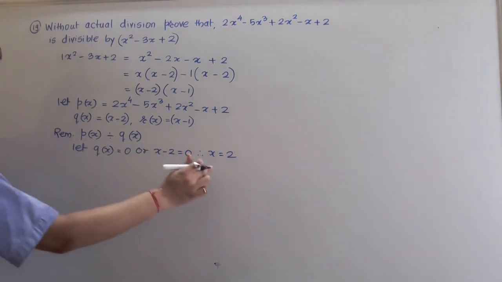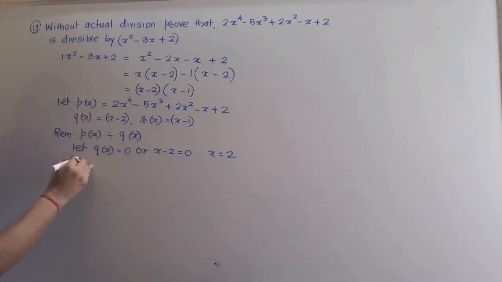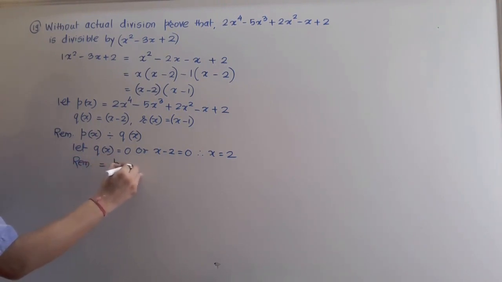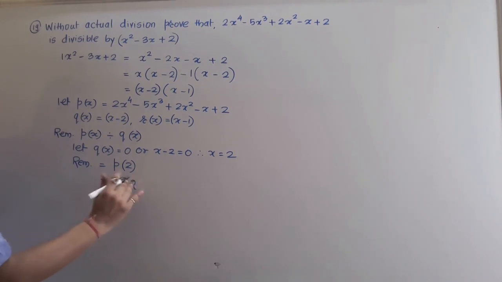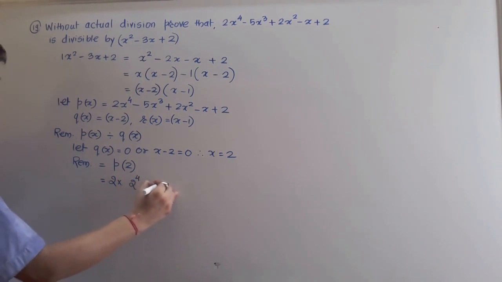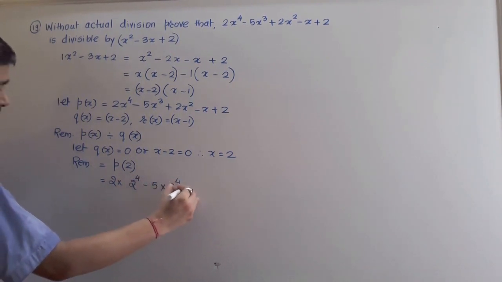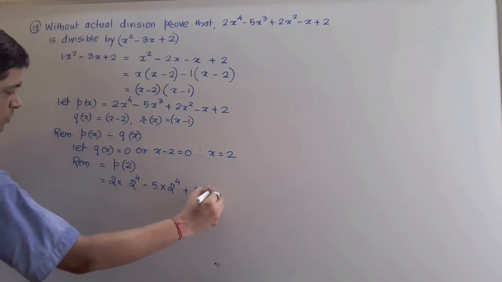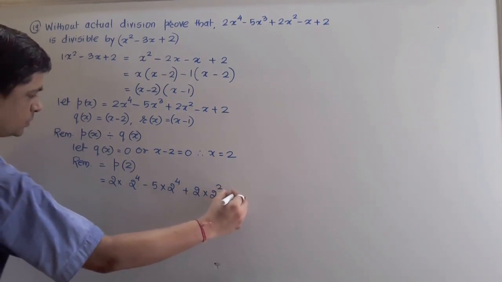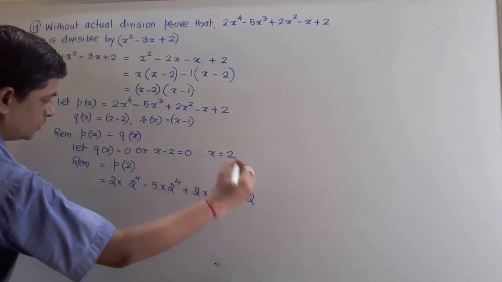This value I will keep in p of x, so I will find the remainder. The remainder will be equal to p of 2. So x equal to 2 I am keeping here: 2 into 2 to the power 4, no need to apply the bracket, minus 5 into 2 cube plus 2 into 2 square minus 2 and then plus 2.